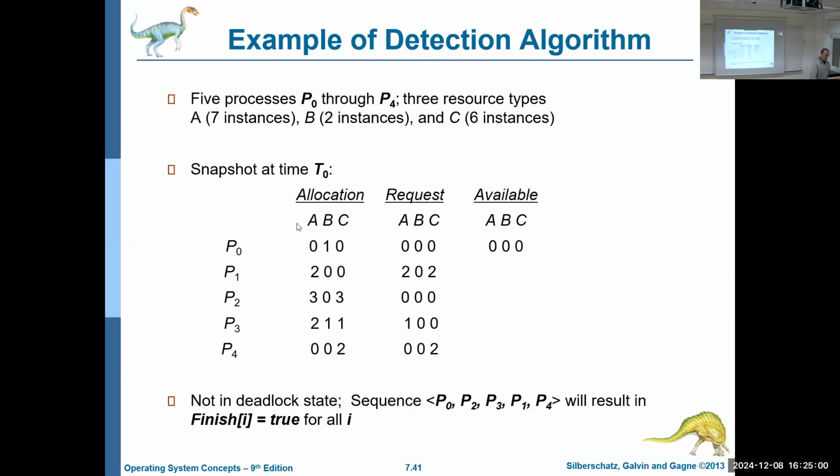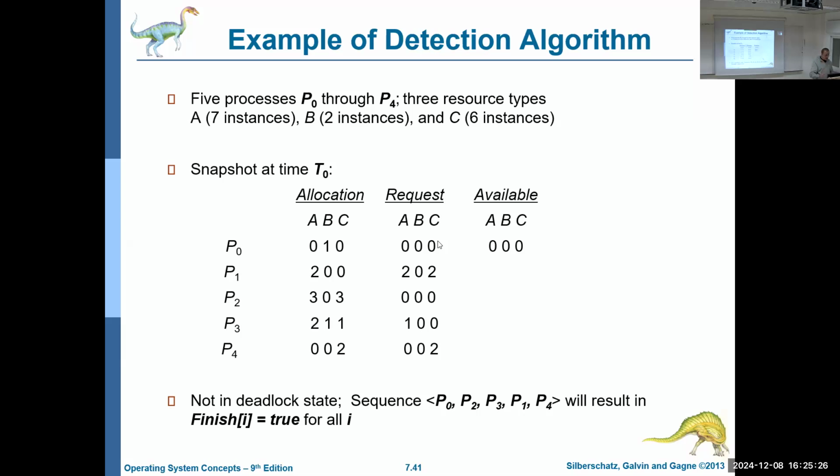Example of the detection algorithm. It's kind of similar to what we had before. Here we have a system with no available resources. But we don't care about available resources. We just care about whether the system is now in a deadlock. They gave us 0 here. 5 processes, 3 resource types, and 7, 2, and 6 instances.